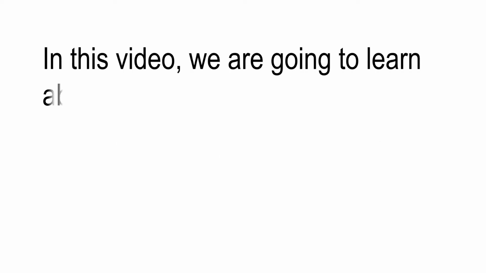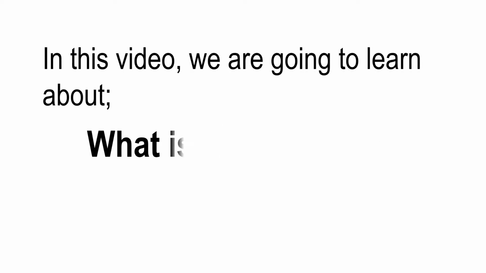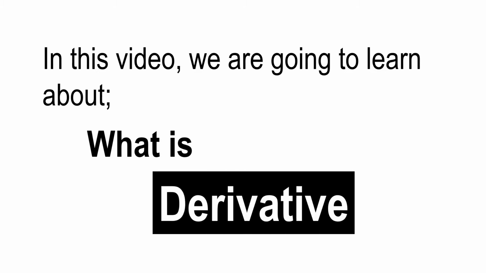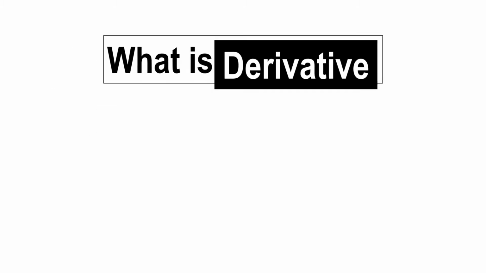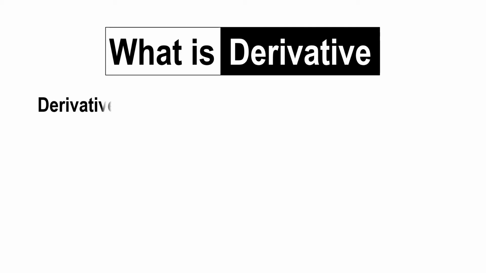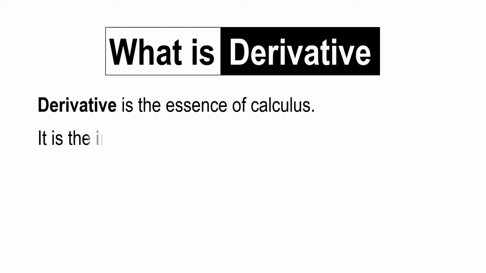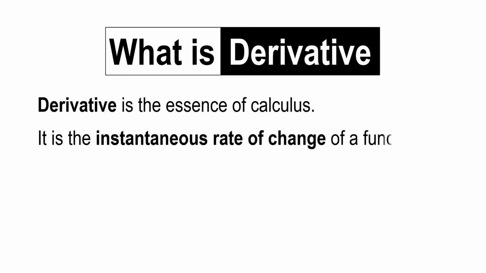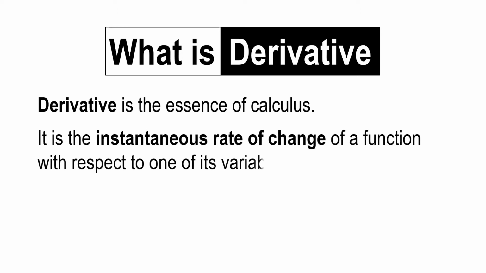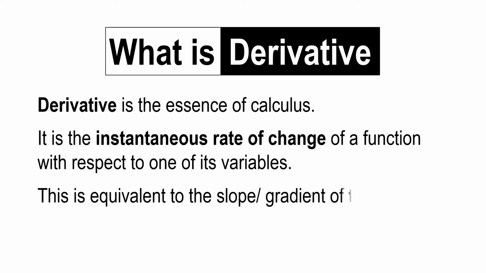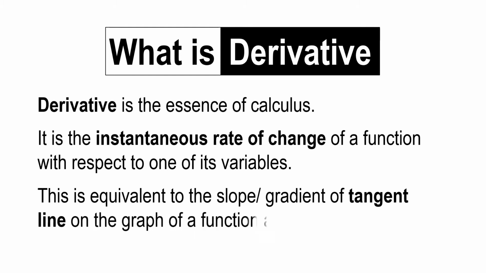In this video we are going to learn about what is derivative. Derivative is the essence of calculus. It is the instantaneous rate of change of a function with respect to one of its variables. This is equivalent to the slope or gradient of tangent line on the graph of a function at a point.